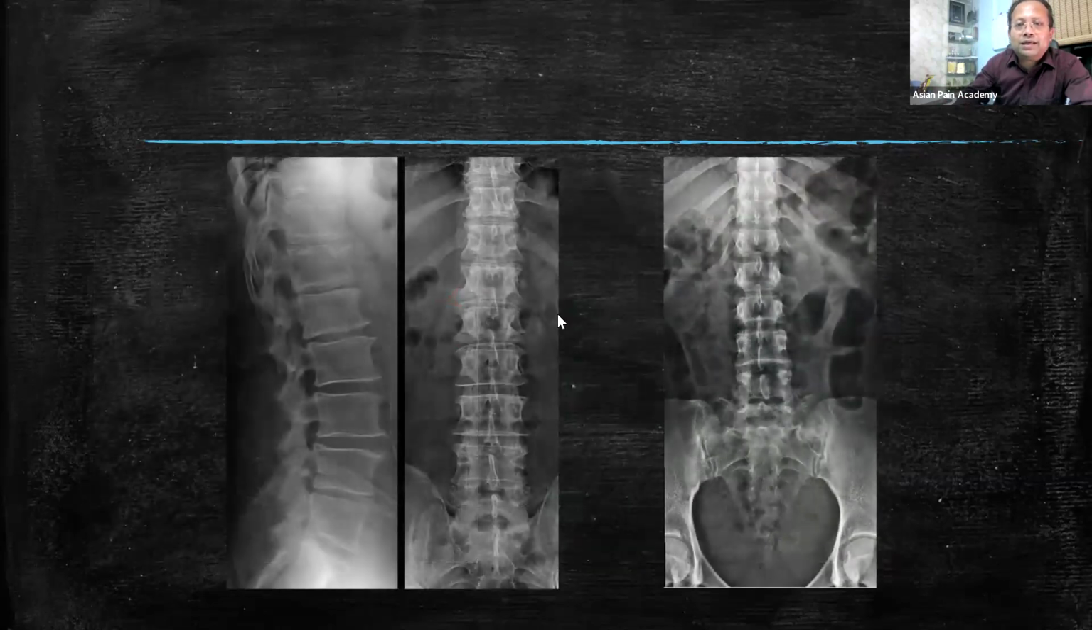Sometimes you may see a very long lumbar spine. So there must be a lumbarization. That's why it is a long lumbar spine. Sometimes you may see a short lumbar spine. So there may be a sacralization. So this is a short lumbar spine. So these varieties are there. Okay.